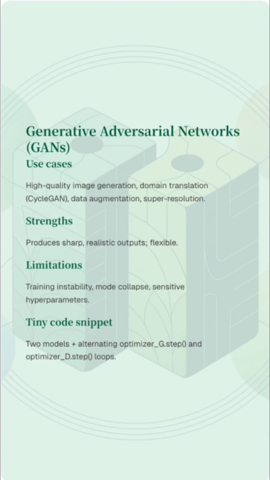Imagine a forger and an art critic locked in a constant battle, each pushing the other to become better. That's the core idea behind generative adversarial networks, or GANs. They are the artists of the AI world, famous for generating stunningly high-quality, photorealistic images. But they can do more than just create faces. They can transform photos into paintings with CycleGAN, enhance image resolution, and create synthetic data for augmentation.